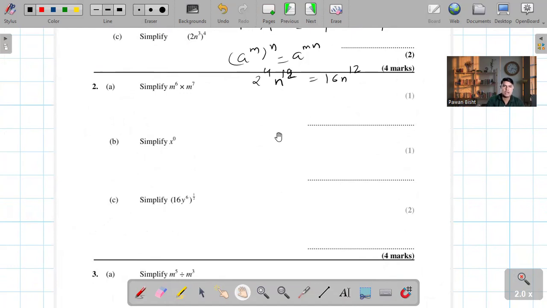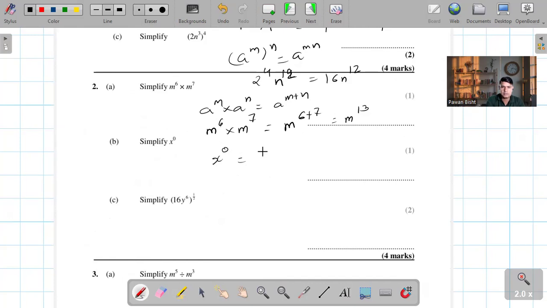Okay, so now let's see how to do this. Again, the first property we can apply here is a to the power m times a to the power n is equal to a to the power m plus n. How to memorize this property? Whenever you are solving any question, just write down the property and then automatically you memorize the formula. So m to the power 6 times m to the power 7 is equal to m to the power 6 plus 7, that is m to the power 13. Next, x to the power 0. Anything to the power 0 is 1, so x to the power 0 is 1.